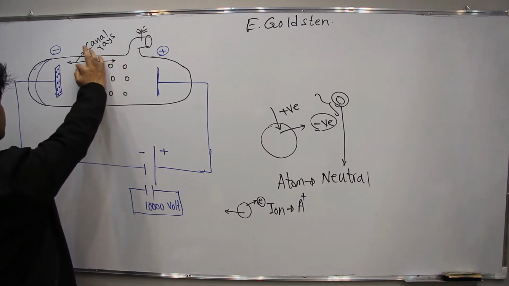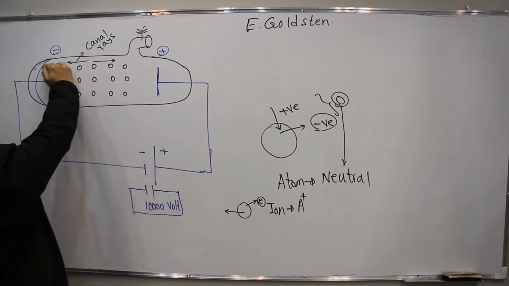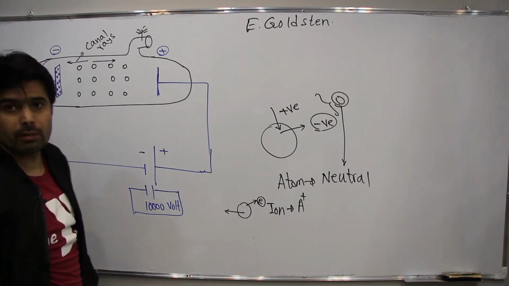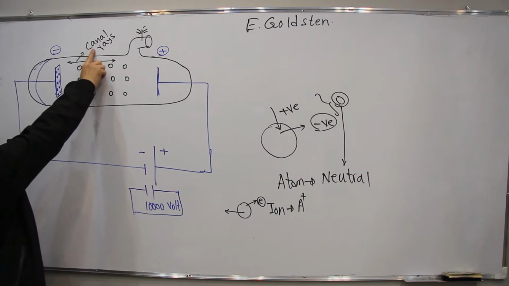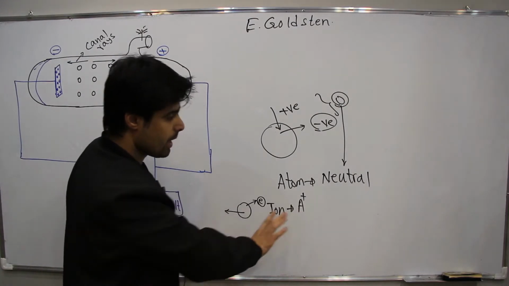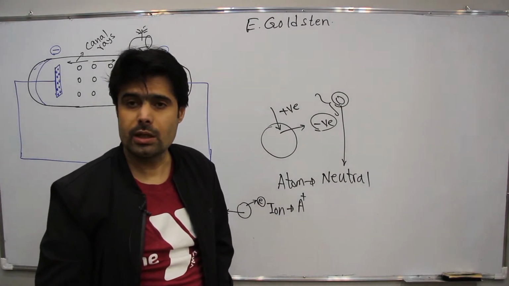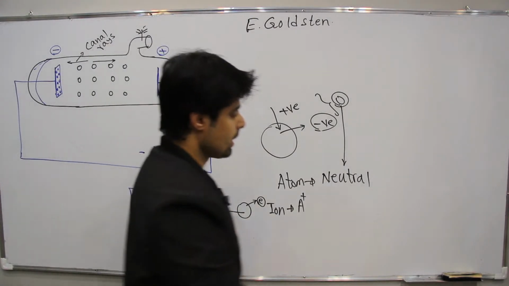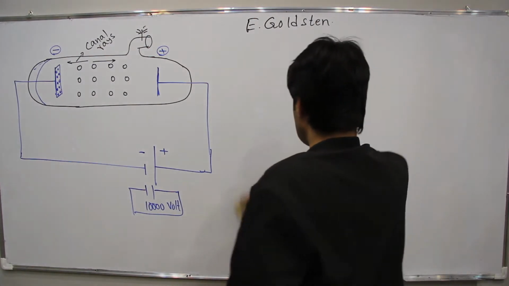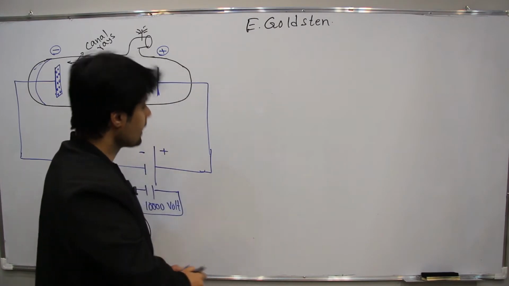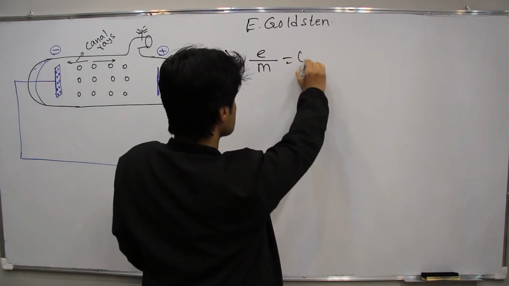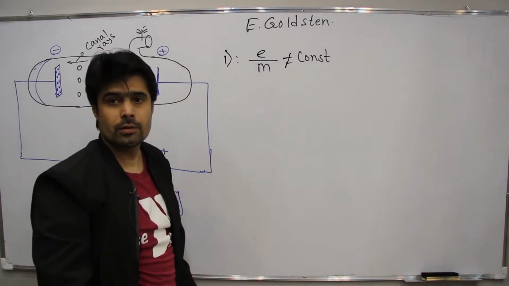Now these canal rays are going from the positive side to the negative side, and here we discover some spots in this fluorescent material. The characteristic of these canal rays, meaning these ions, these A plus, is the same as the electron: it has kinetic energy, and they go through a straight line path. But what is the difference? The first difference is that the ratio of charge to mass is not constant.